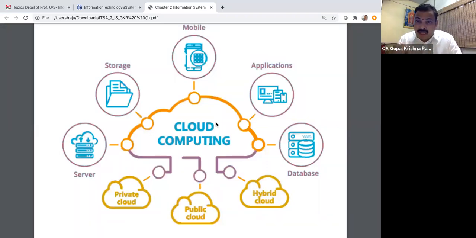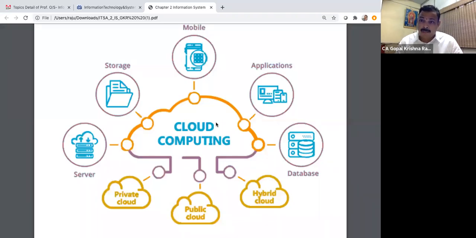Storage, server, database, application, that means the software. And you can also access it not only with your laptop, you can access it with your mobile, with your iPads or tabs, any type of devices you can actually connect it. And what do you mean by, physically, what do you mean by cloud? It means there is a location away from your place where servers will be kept, your software will be kept, you take a space from there and you work on it.